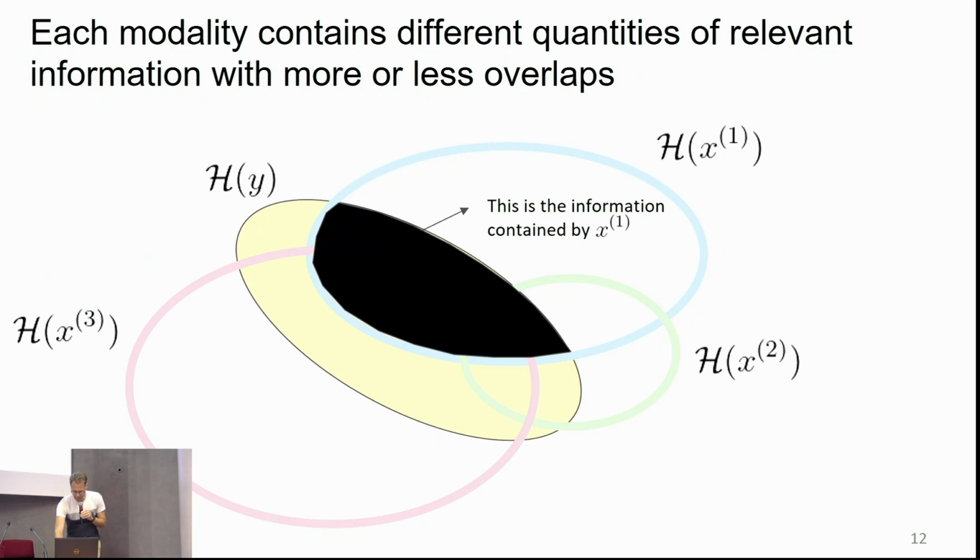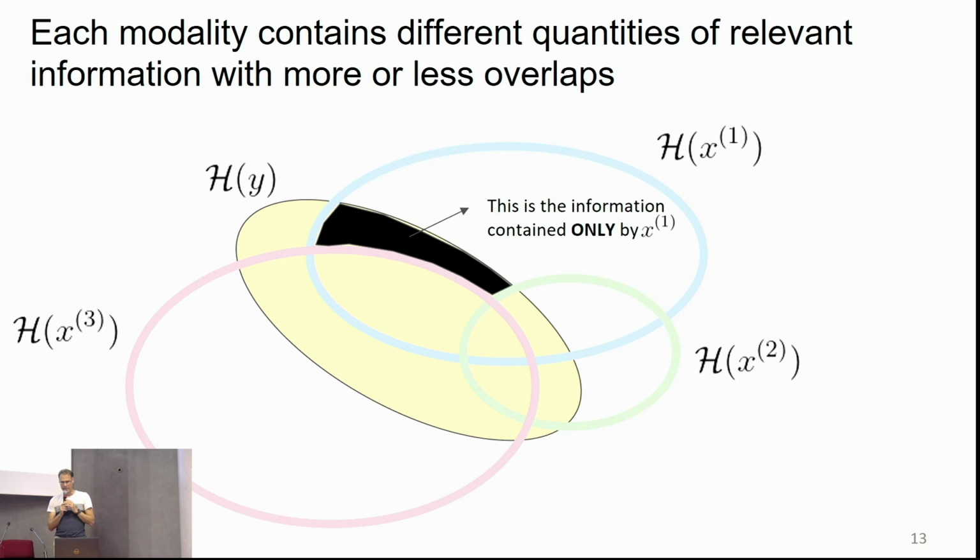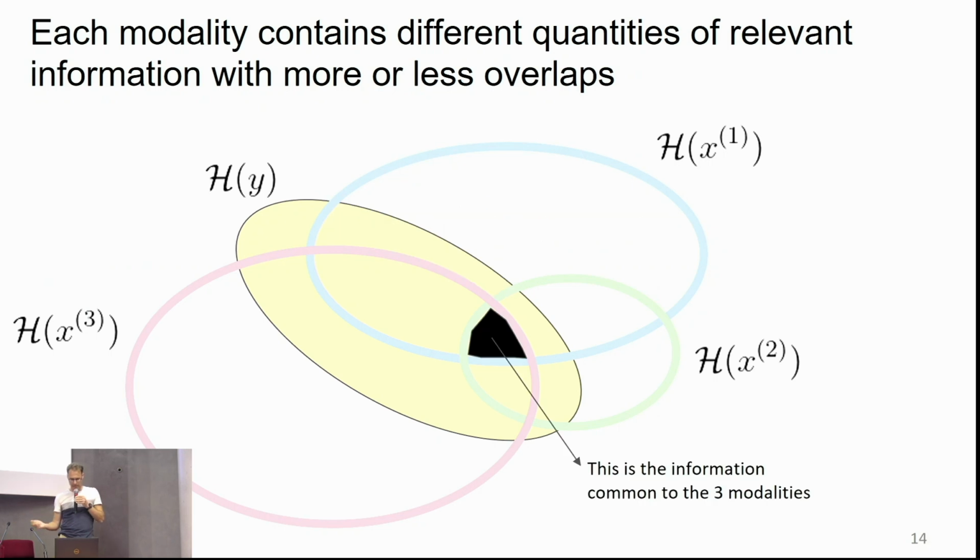And on the other side, this is the information contained only by X1 about Y. To measure this one is a little bit more complicated, but you can imagine you have a model with all modalities, you remove this modality, and then you get the modality-specific quantity of information. And of course, there are some quantities of information that are shared by different modalities.